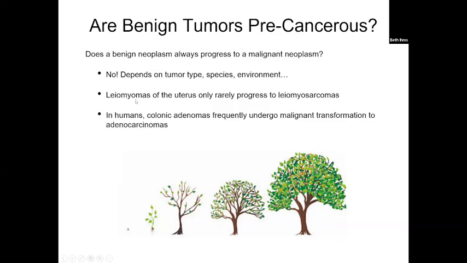So a couple examples. Leiomyomas in the uterus, those fibroids we talked about, very, very rarely progress to malignant tumors. They are almost always benign and they almost always stay benign. However, there are tumors that often do go from benign to malignant. One of those is colonic neoplasia. Adenomas in humans often undergo malignant transformation. This is why we all get ourselves screened after a certain age, looking for benign tumors so we can take them out before they can become malignant. That makes sense? So the answer is it depends.